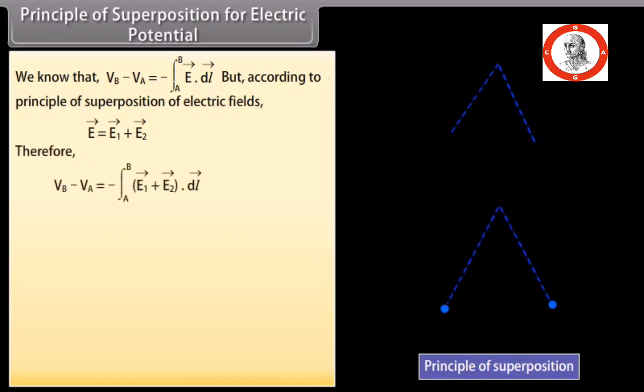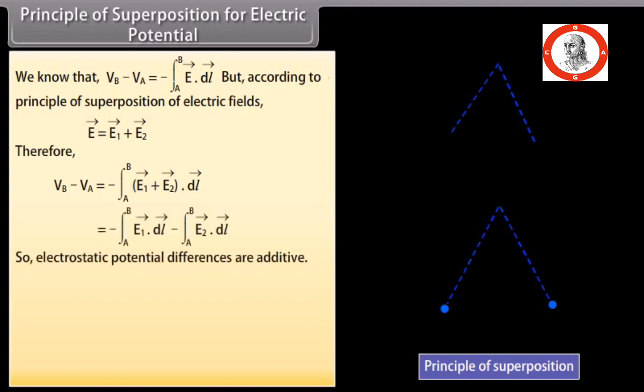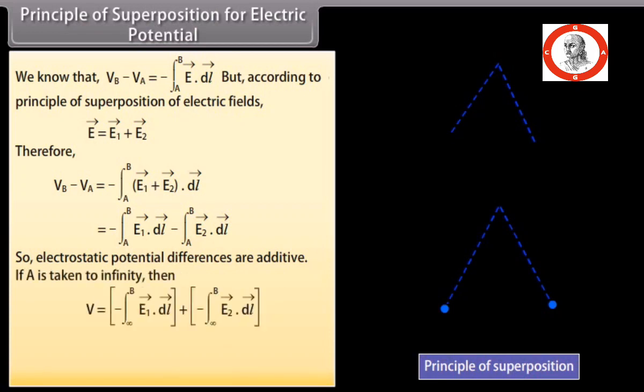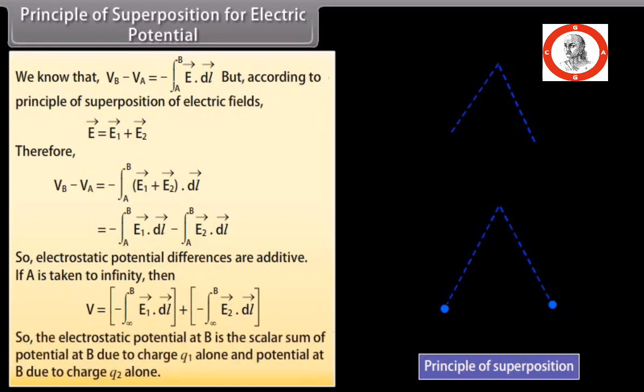Therefore, V_B minus V_A is equal to minus integration from A to B of E1 vector plus E2 vector dot dl vector. So, electrostatic potential differences are additive. If A is taken to infinity, then V is equal to the sum of minus integration from infinity to B of E1 vector dot dl vector and minus integration from infinity to B of E2 vector dot dl vector. So, the electrostatic potential at B is the scalar sum of potential at B due to charge Q1 alone and potential at B due to charge Q2 alone. This result is applicable for any number of charges.